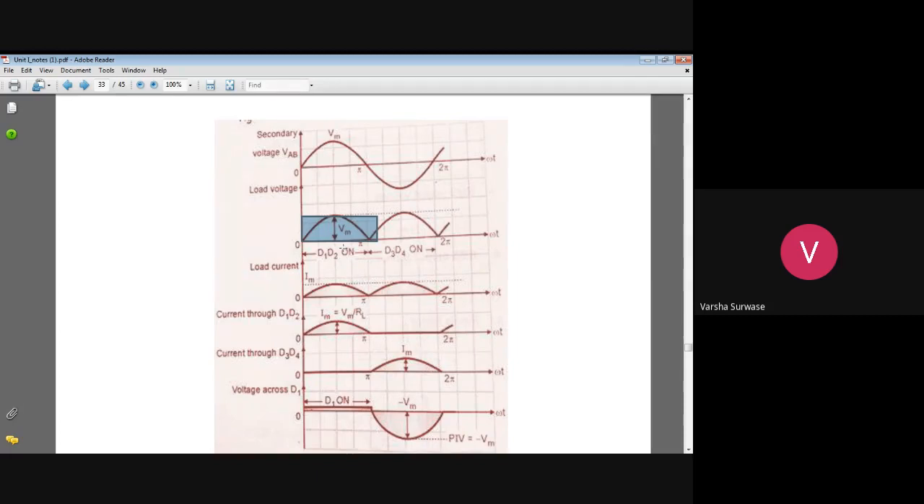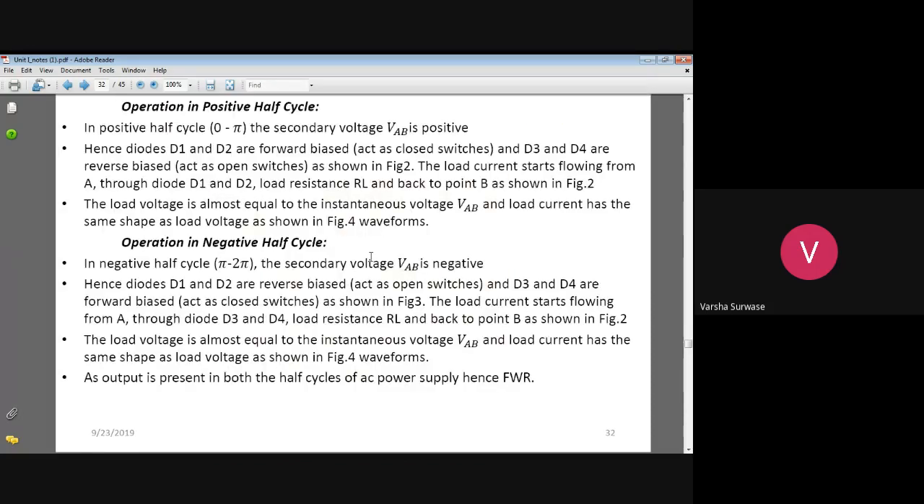And at the output, whatever the input voltage, you will get the same voltage at the output. Direction of current is the same. So this is the current, the maximum current IM. You can calculate the current through diode D1 and D2. Current IM equals maximum voltage VM divided by load resistance RL. So for this positive half cycle, diode D1 and D2 turn on.